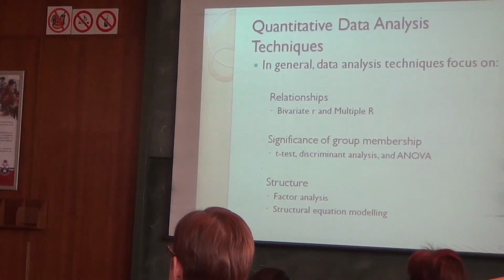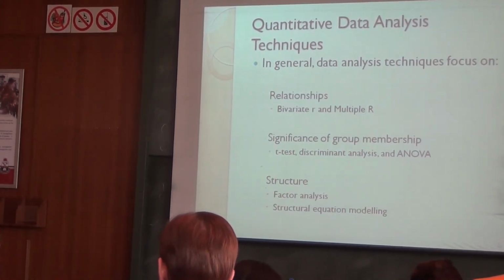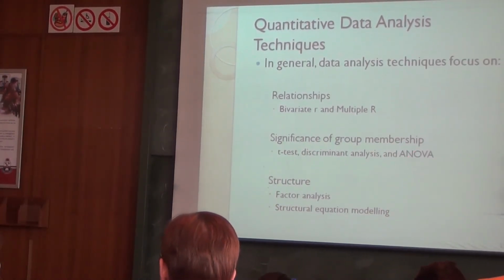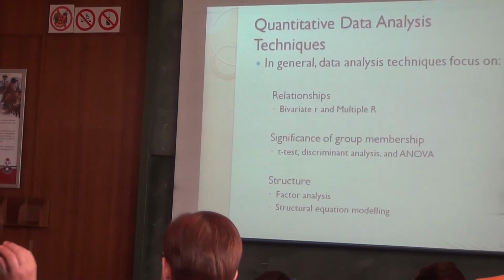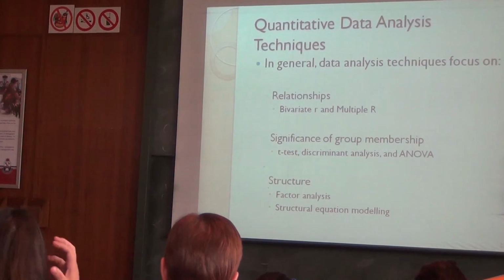Not to go into too much detail, we use a t-test to test for differences between 2 groups. We use analysis of variance to test for differences amongst 3 or more groups simultaneously.